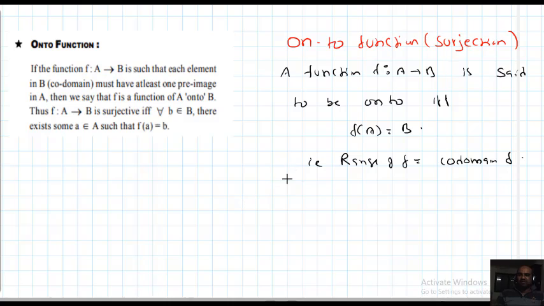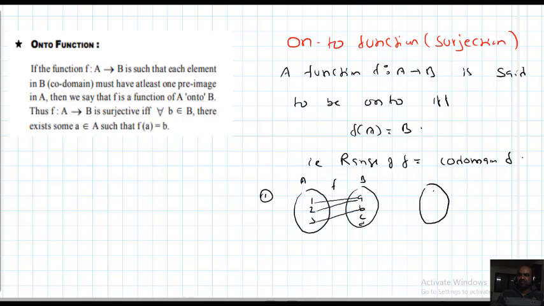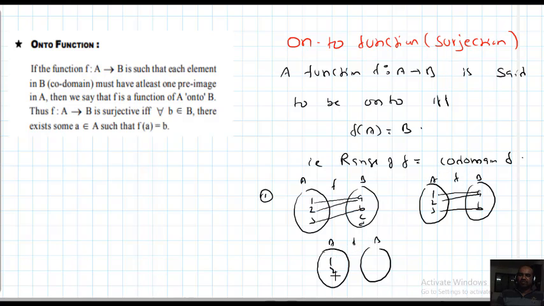Okay, first diagram: 1 2 3, A B C D also given.